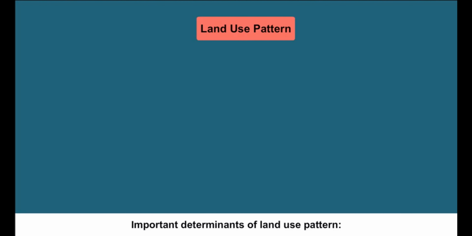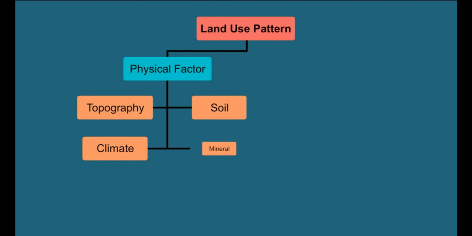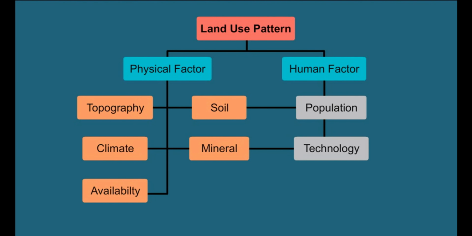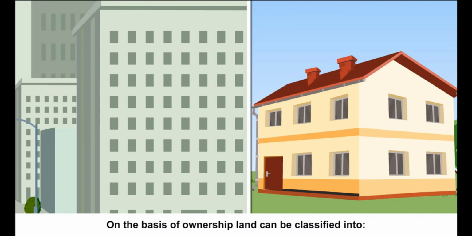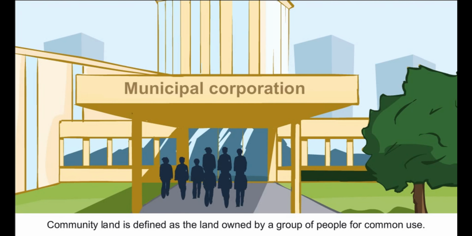Important determinants of land use pattern: physical factors, topography, soil, climate, mineral, availability of water. Human factors, population, technology. On the basis of ownership, land can be classified into: private land, which is defined as the land claimed by individual people. Example, flat, bungalow.